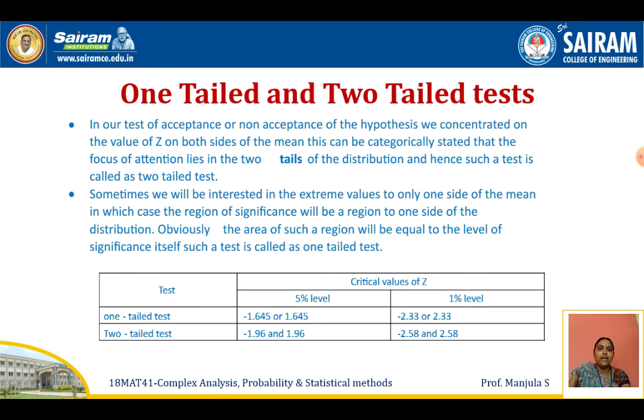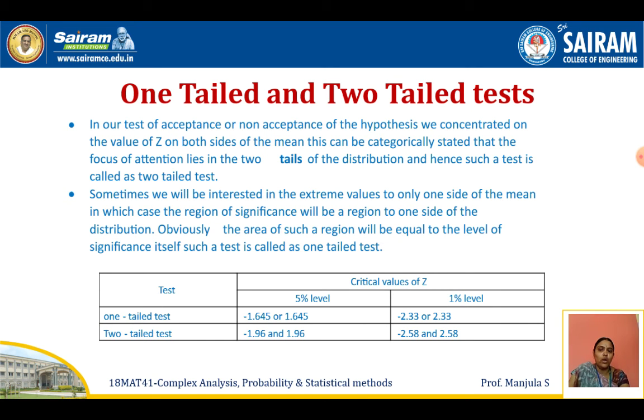Now, one-tailed and two-tailed test. In our test of acceptance or non-acceptance of the hypothesis, we concentrate on the value of z. If you concentrate on both the sides, we are going to call it a two-tailed test. If you concentrate on only one side of the normal curve, then only we are going to call it a one-tailed test. That one we can remember in the form of a table. You just see here. Here also you have to remember some numbers.